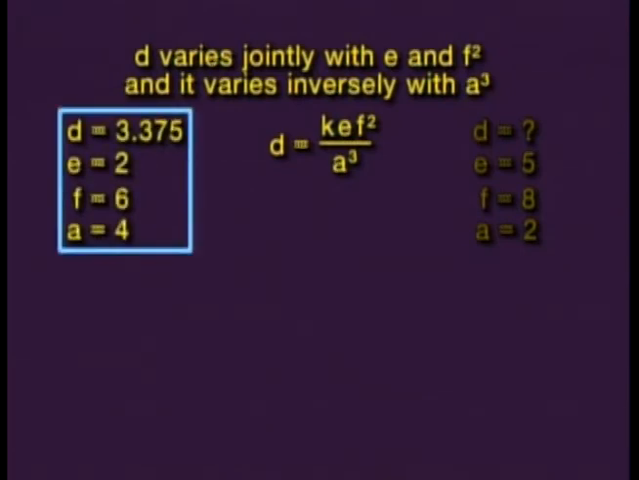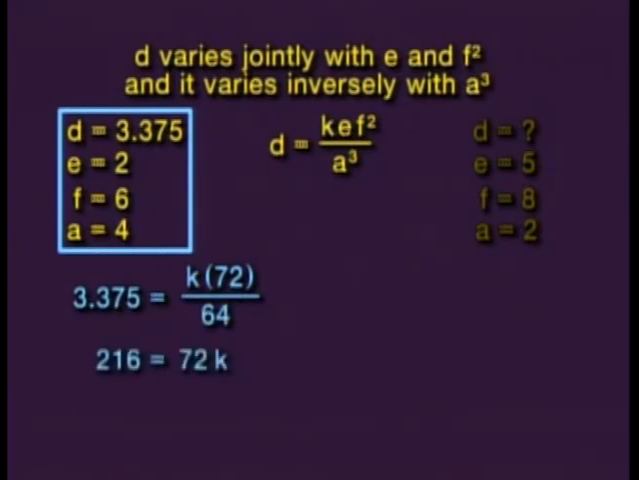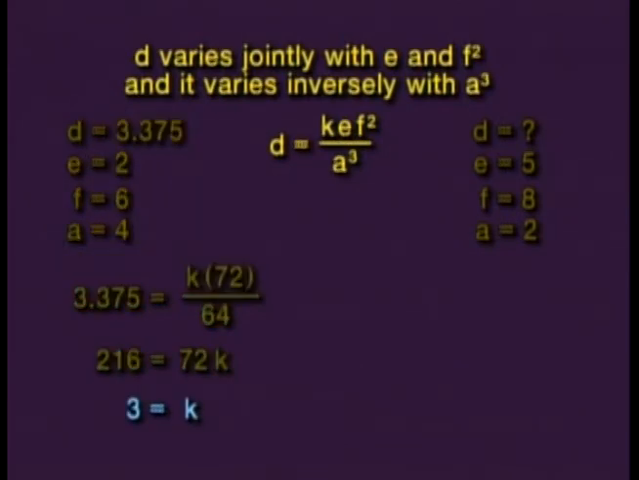Use the information we have to find the value of K. Substitute 3.375 for D, 2 for E, 6 for F, and 4 for A. Now simplify. 6 squared is 36. 36 times 2 is 72. 4 cubed is 64. Multiply both sides of the equation by 64. Divide by 72. K is 3. Now we can write the specific formula. D equals 3E F squared over A cubed.